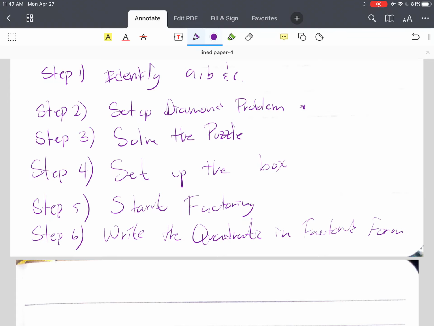6 steps, and most people can never get here. They don't know that you have to set up a diamond problem. And you'll notice 2 years from now, when you're in Algebra 2 or Algebra 3 or whatever, a lot of people are not going to know how to factor because they can't even set up the diamond problem.